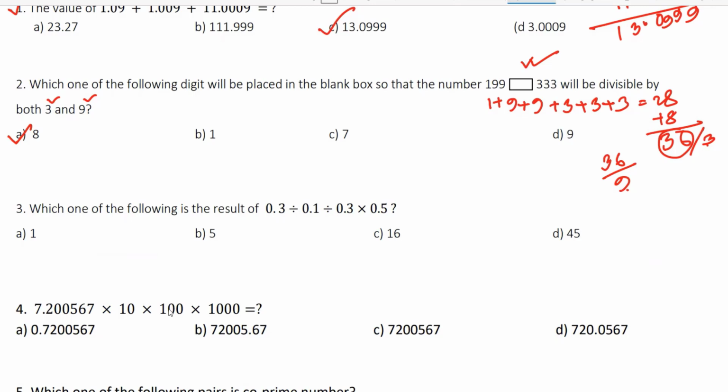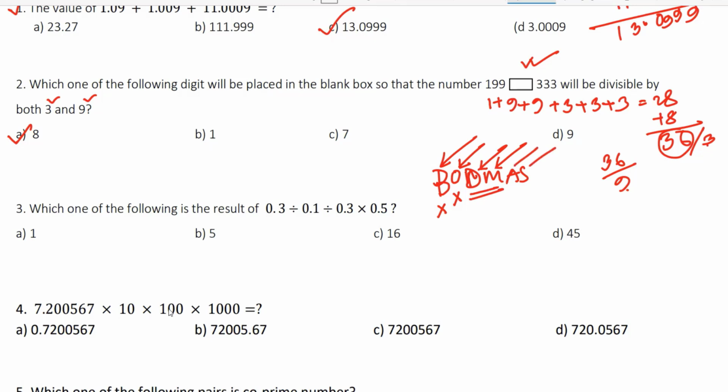Now let's see the next question. Which one of the following is the result of 0.3 divided by 0.1 divided by 0.3 multiplied by 0.5? First step, we have to use the BODMAS formula. That means bracket first, then of, then divide, then multiplication. There is no bracket, so we don't need any simplification, and there is no of. We start with divide and multiply. So first we do divide, then multiply, then addition, then subtraction.